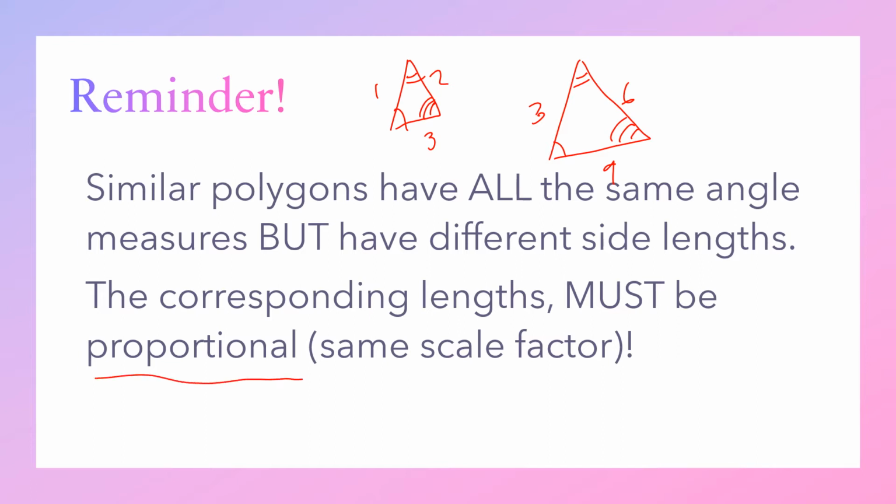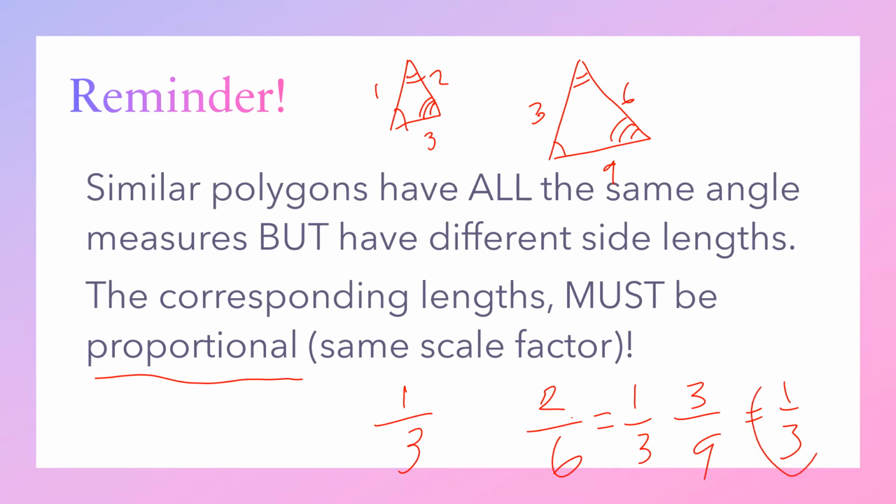So if we were to do 1 over 3, and then 2 over 6, and 3 over 9, this would reduce to 1 over 3, this would reduce to 1 over 3. So all of the scale factors are 1 over 3. So that means that these triangles would be similar. They can have all the same angles, but their lengths will be different in order to be similar.